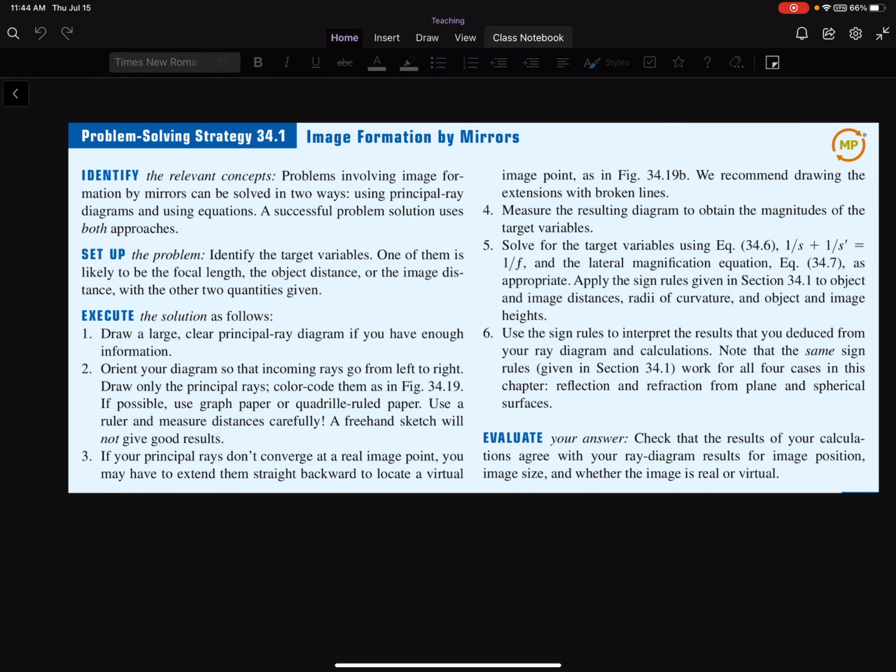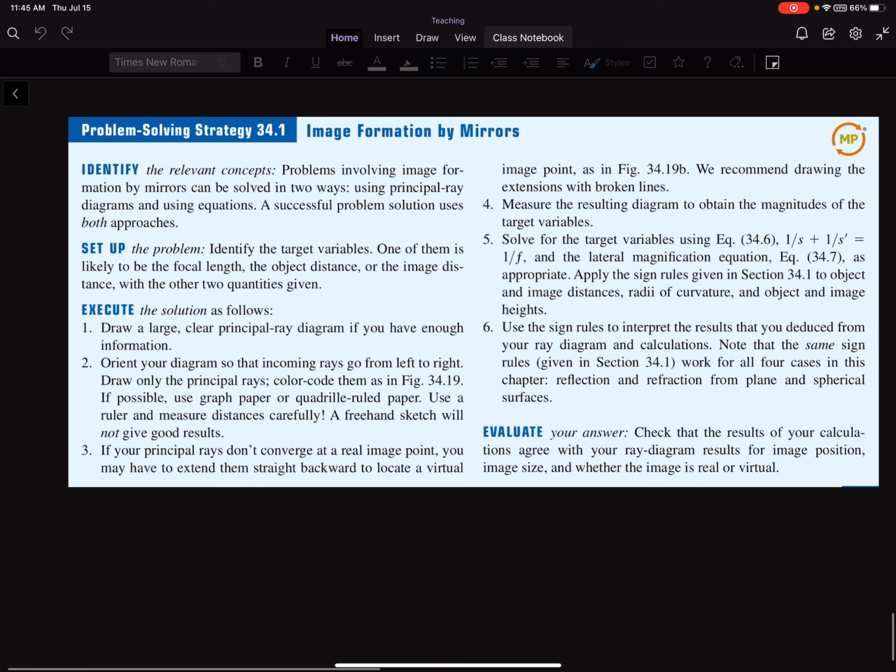and orient your diagram so that incoming rays go from left to right. Draw only the principal rays. Color code them if you find that to be helpful. I very much do. If possible, use graph paper or something else that will help you draw straight, clear lines. You may even want to use a ruler and really get into it and measure the distances carefully, but just keep in mind that if you get too loose with your sketches, it's not going to be very helpful. So if you're going with the graphical approach, you better go with the graphical approach all the way.